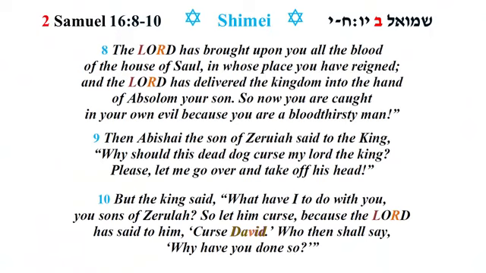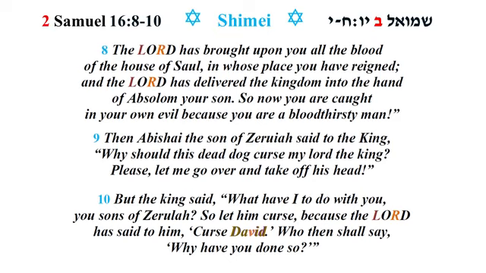Shimei, he's a Benjamite, right? So Shimei is not a fan of David, and he's cursing him, and he's throwing rocks at him and his mighty men. Remember this? We just said it in 2 Samuel 16, verse 8. The Lord has brought upon you all the blood of the house of Saul, in whose place you have reigned. And the Lord has delivered the kingdom into the hand of Absalom your son. So now you are caught in your own evil, because you are a bloodthirsty man.